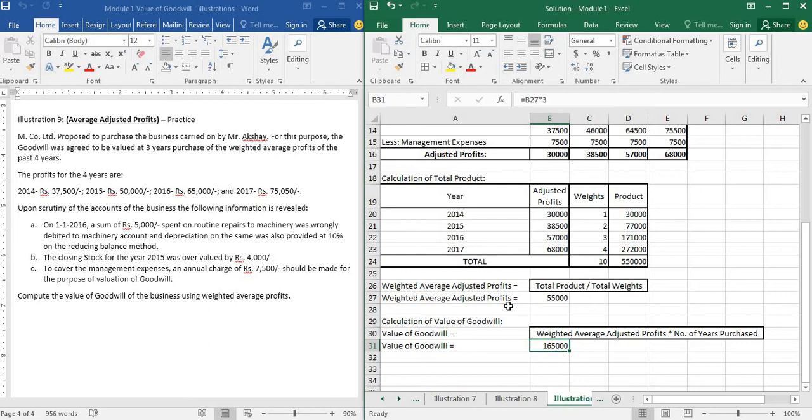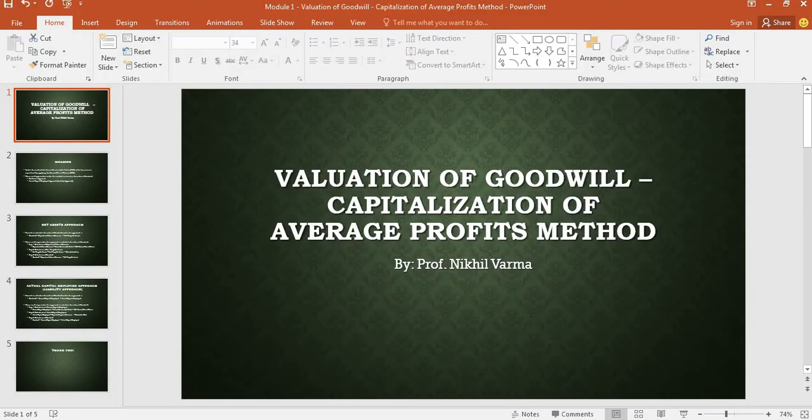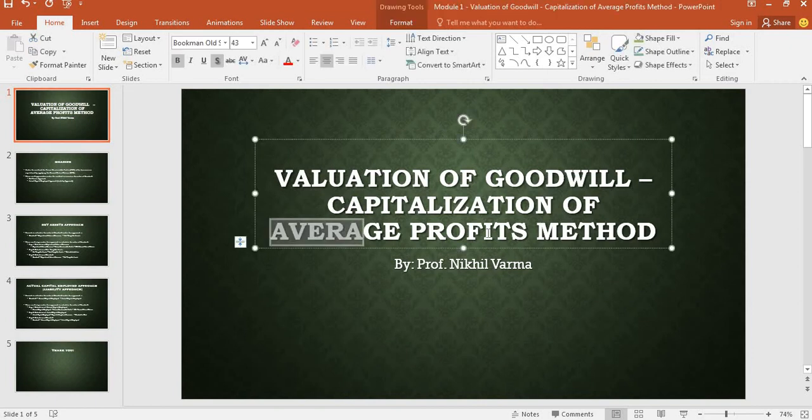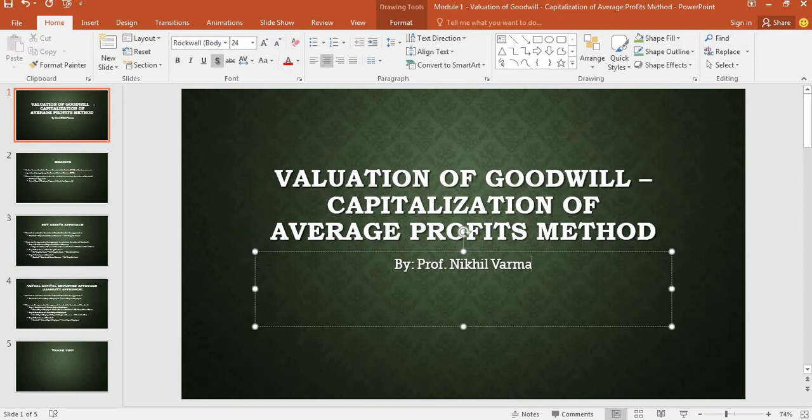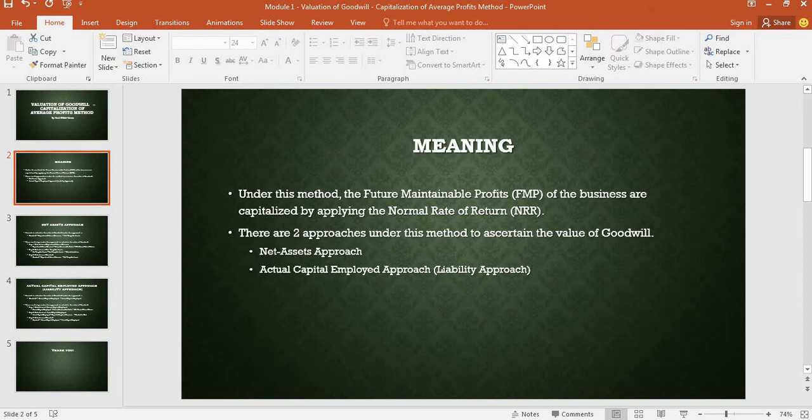The next sub topic that we have for you is valuation of goodwill on the basis of capitalization of average profits method. This is another subtopic in valuation of goodwill. Capitalization of average profits is nothing but we will find out the average profits and then try to identify how much capital would be needed to earn that profit. This is how I would like to explain to you capitalization.